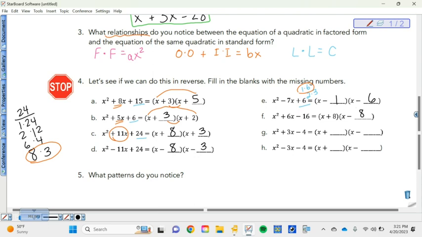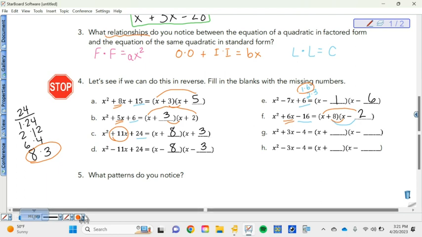Negative 8 would give us 2, right? So my last times last gives me this negative 16, and my outers, negative 2x, and my inners, 8x. Negative 2x plus 8x gives me this positive 6.